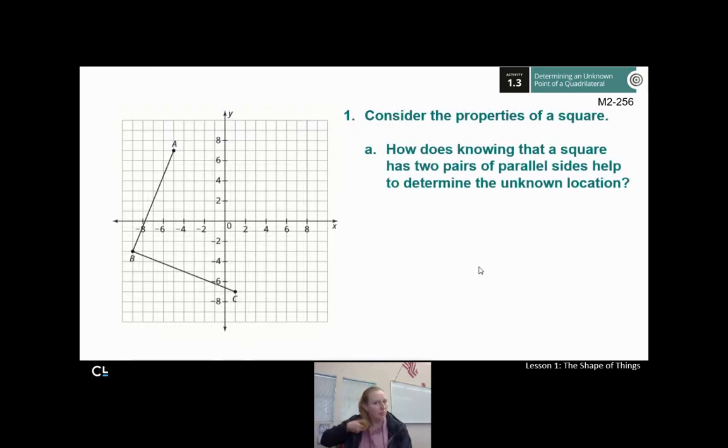So consider the properties of a square, right? You guys know things about squares, what squares are, what they do. So how does knowing that a square has 2 pairs of parallel sides help to determine the unknown location? How could that help you out? Go ahead and hit pause and just jot down some thoughts on that, and then hit play to keep the discussion going.